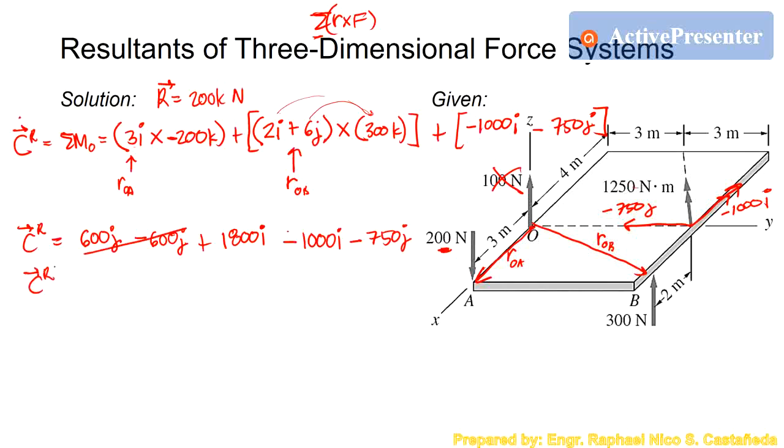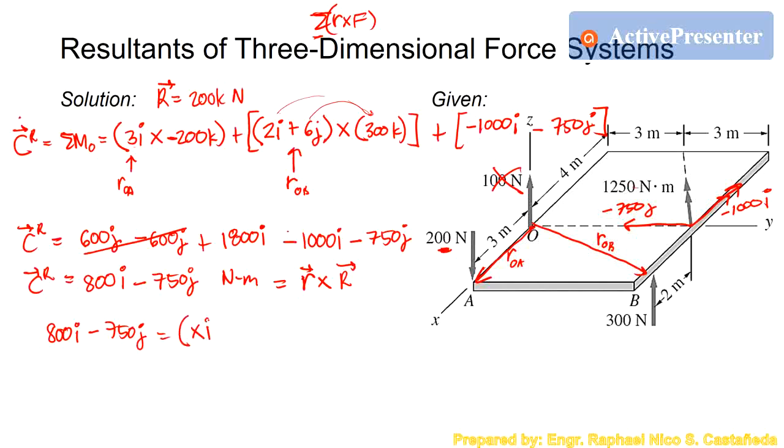So the couple resultant is 800 i minus 750 j newton meters. So we just equate this to R cross F. What will happen is something like this: 800 i minus 750 j equals R, which we write in xi plus yj form, cross F, which is 200 k. I cross k is basically negative j, so we have negative 200x j.